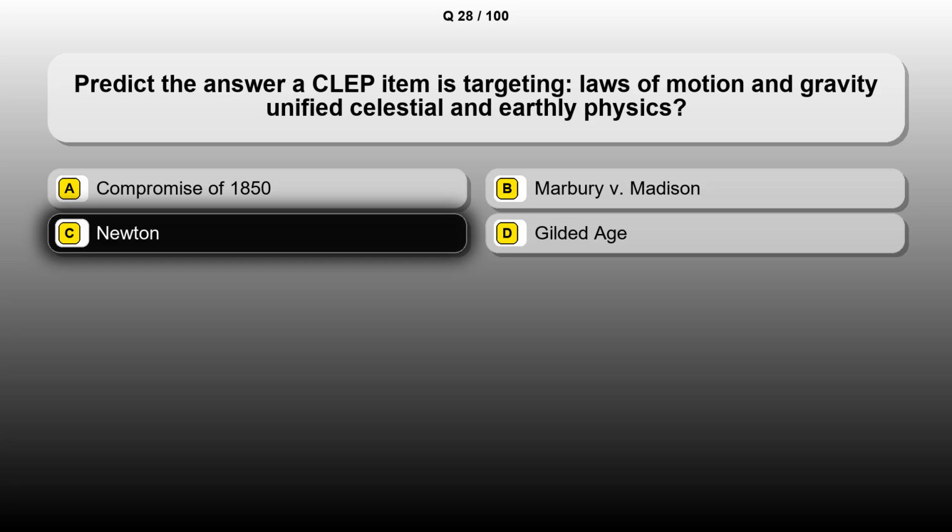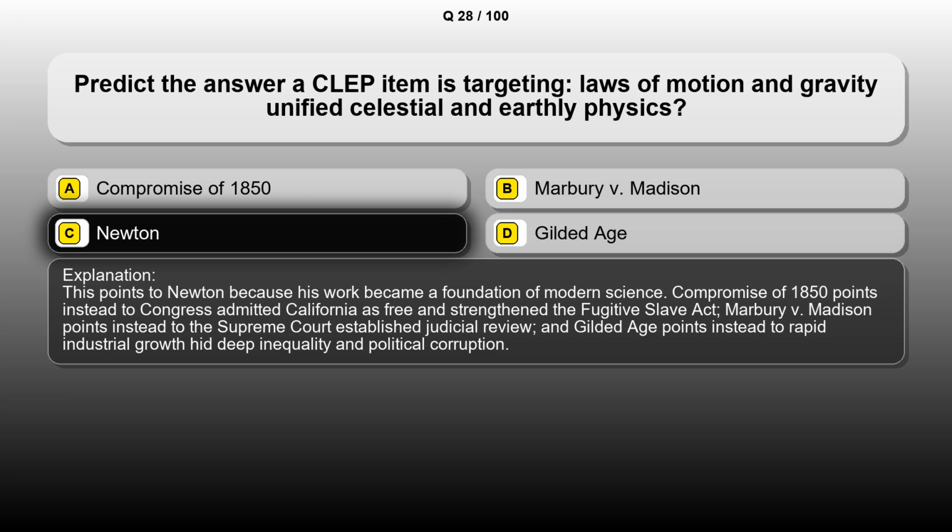The correct answer is option C, Newton. This points to Newton because his work became a foundation of modern science. Compromise of 1850 points instead to Congress admitting California as free and strengthening the Fugitive Slave Act. Marbury v. Madison points instead to the Supreme Court establishing judicial review, and Gilded Age points instead to rapid industrial growth and deep inequality and political corruption.